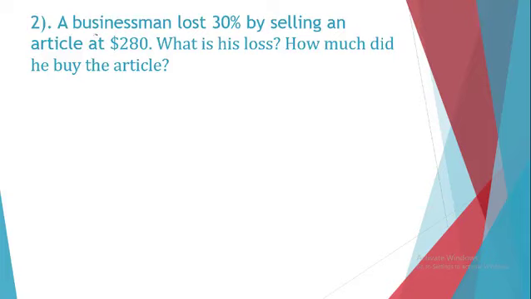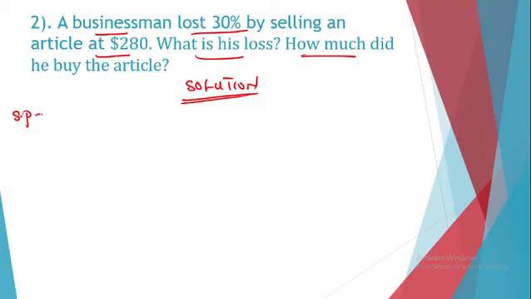Let's take one more example. A businessman lost 30% by selling an article at $280. What is his loss? And then B, how much did he buy the article for? We're looking at how much he bought the article and then the loss he made. So let us start.